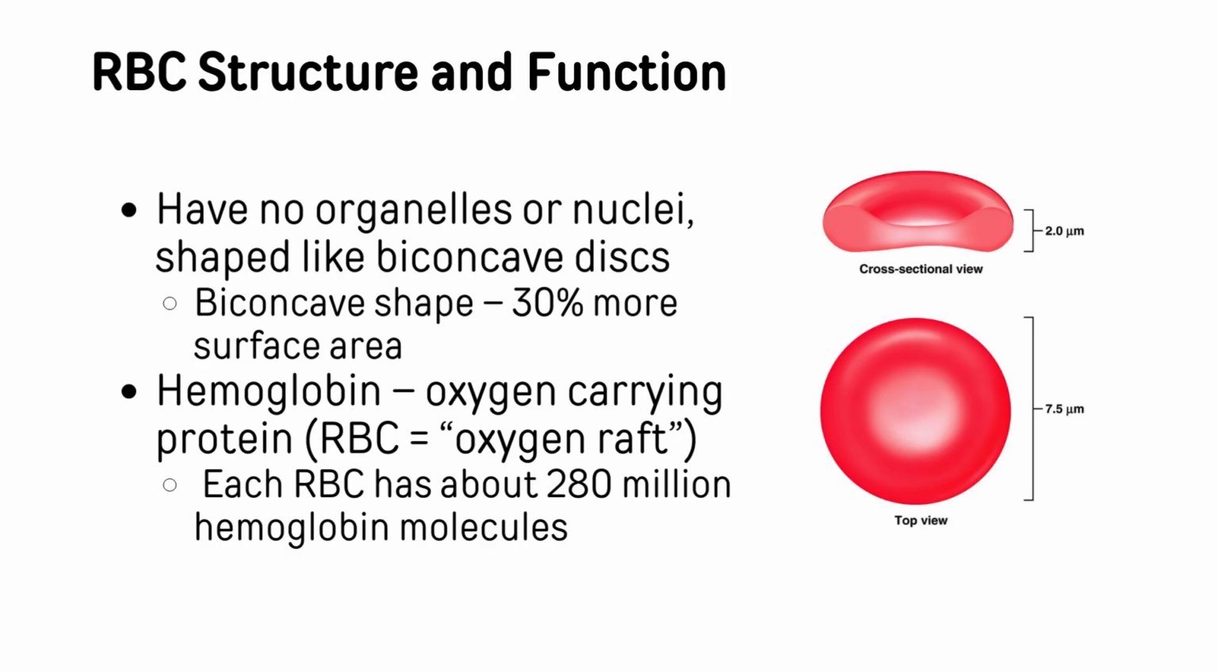So what is their shape? They are biconcave. They kind of have this indentation on both sides that gives them 30% more surface area, making sure that no part of this cell is too far from hemoglobin, the protein they carry that helps carry oxygen.